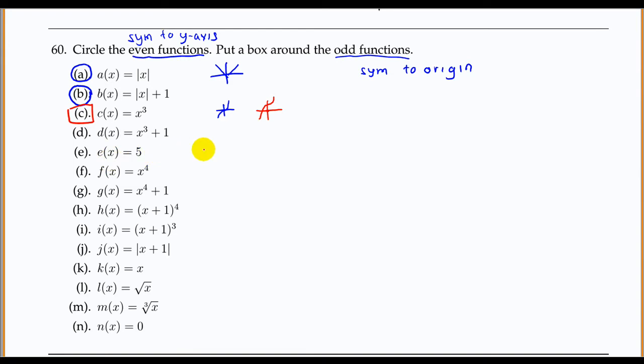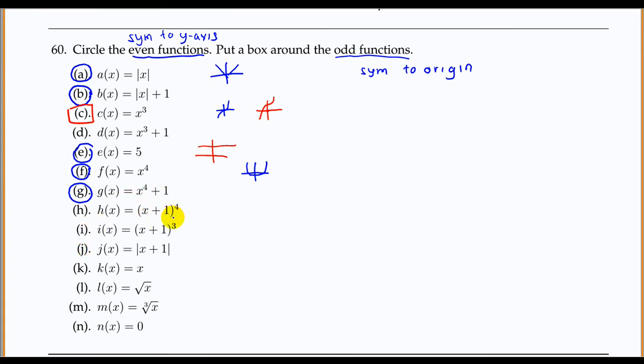Now e of x equal to 5 is something like here. It is symmetrical to the y-axis. So it is odd. I mean, it is even. I'm sorry. I should make a circle for e. F of x equal to x to the 4, the graph is somehow like that, which is symmetrical to the y-axis, and if we shift 1 unit upward, it is still symmetrical to the y-axis.